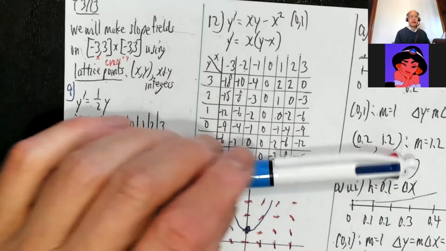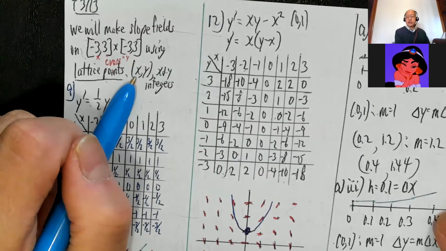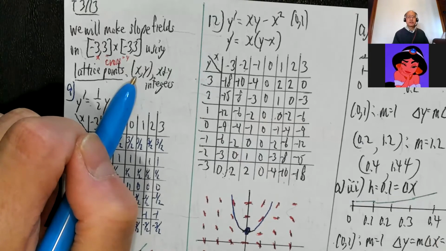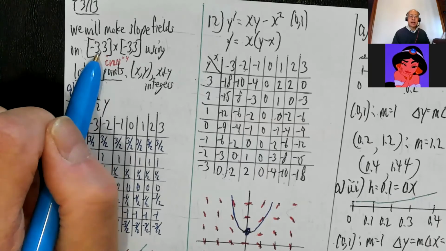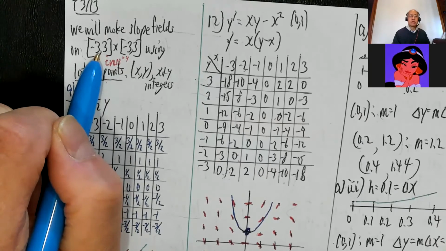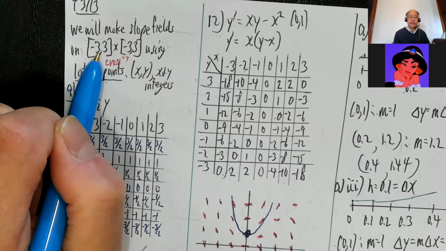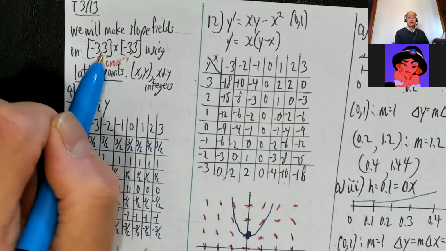Loosely speaking, they're quote unquote nice points. We like integers. We don't like fractions and decimals and irrationals and stuff like that. So lattice points from -3 to 3 means -3, -2, -1, 0, 1, 2, and 3. No fractions, no pi, no e, no square root of 2 over 2, anything like that.